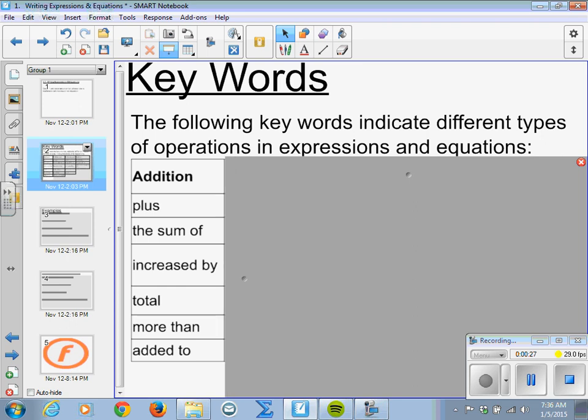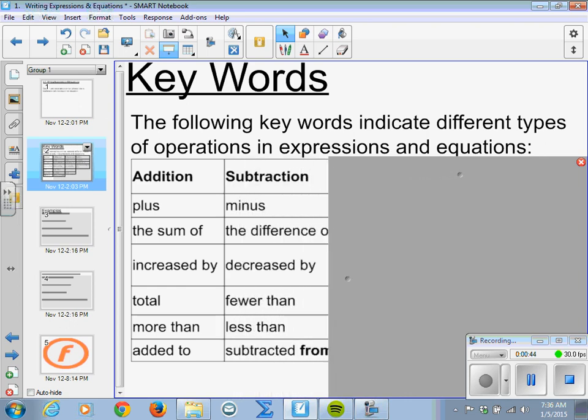So for an addition problem, if we see the following words or phrases in the problem, it means we're adding. Words like plus, the sum of, increase by, total, more than, or added to. For subtraction, words or phrases like minus, the difference of, decreased by, fewer than, less than, or subtracted from. And the word from is boldface because it indicates the order we go in, which we'll see in a few minutes.